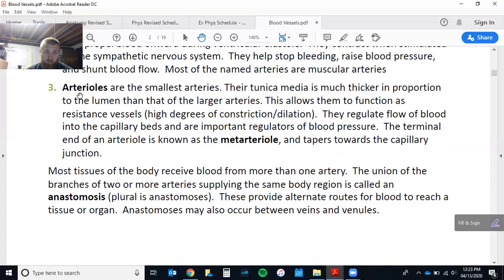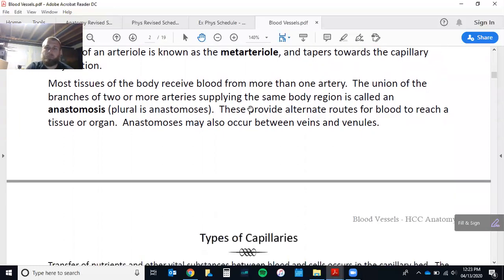The plural form of that word is anastomoses. We actually talked about these in our heart lecture with the coronary arteries. And the function of these is to provide alternative routes for blood to reach a tissue and organ. We see a lot of anastomoses in veins and venules as well.